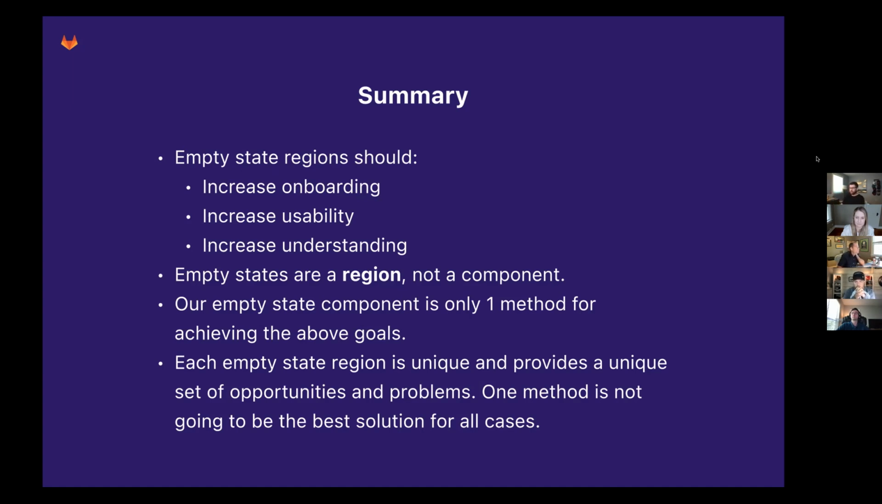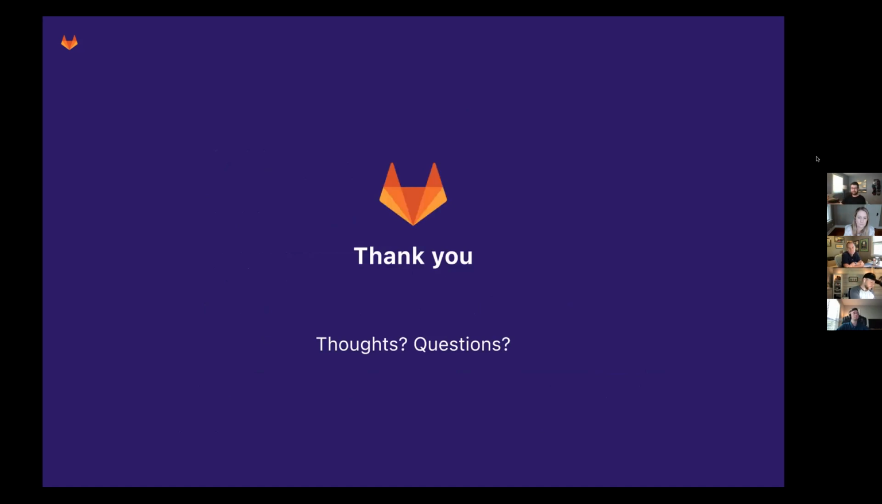Our empty state component is only one method for achieving the above goals. Each empty state region is unique and provides a unique set of opportunities and problems. One method is not going to be the best solution for all cases. That's why I'm framing this empty state documentation and framework around these goals, because to reach those goals, you could do it in a number of different ways. One solution in one place, like the CI template feature, is not going to translate over to a different empty state instance. So it's going to vary by use case, and the point is to look at that use case and how you can achieve those goals. And that's it.